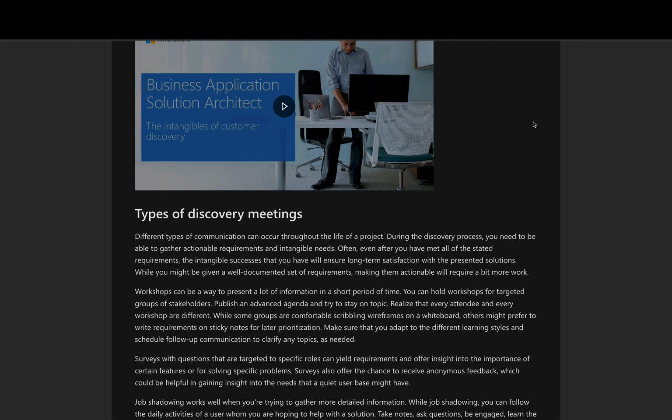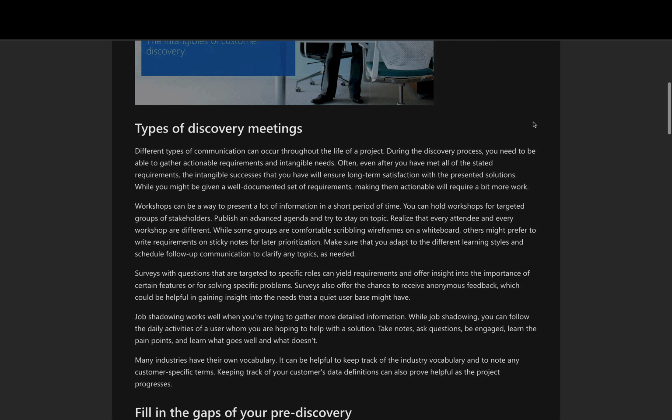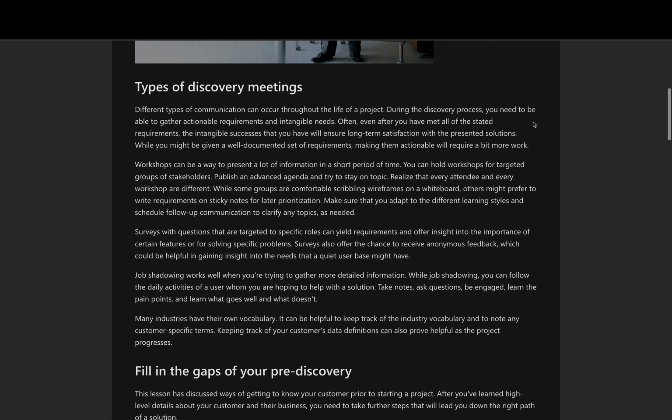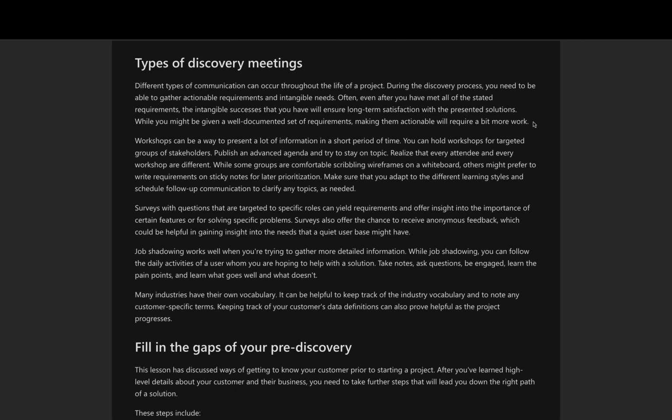Types of discovery meetings. Different types of communication can occur throughout the life of a project. During the discovery process, you need to be able to gather actionable requirements and intangible needs. Often, even after you have met all of the stated requirements, the intangible success that you have will ensure long-term satisfaction with the presented solutions. While you might be given a well-documented set of requirements, making them actionable will require a bit more work.